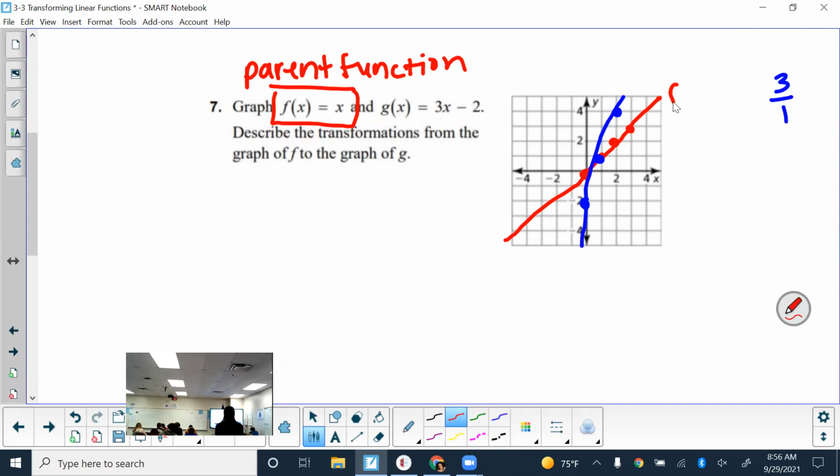So F is in red, G is in blue. How would you describe the vertical transformation? How much did it move up from F of X to G of X? It went down two. And you can tell from your y-intercepts. Originally, this one had a y-intercept of zero, and this one had a y-intercept of -2. So from your graph, we went down two. Does that make sense?